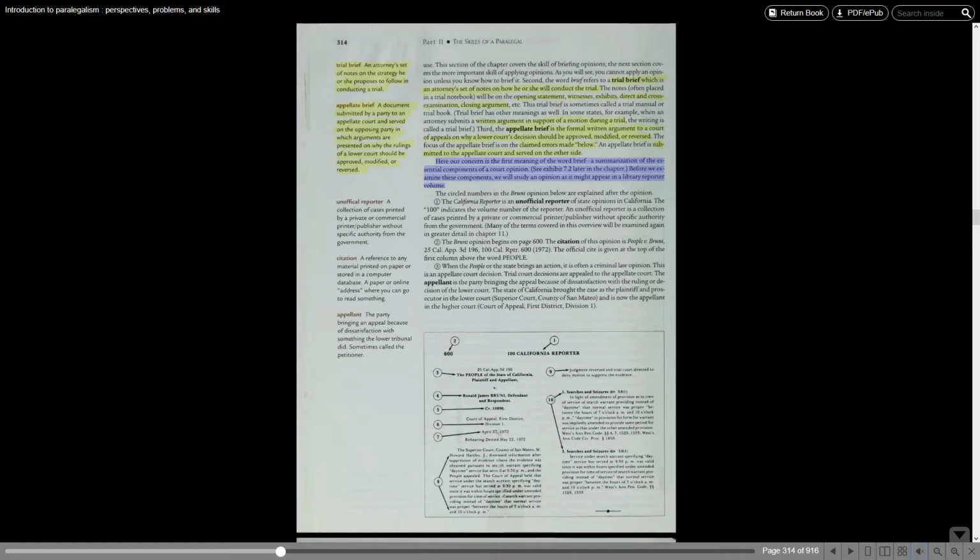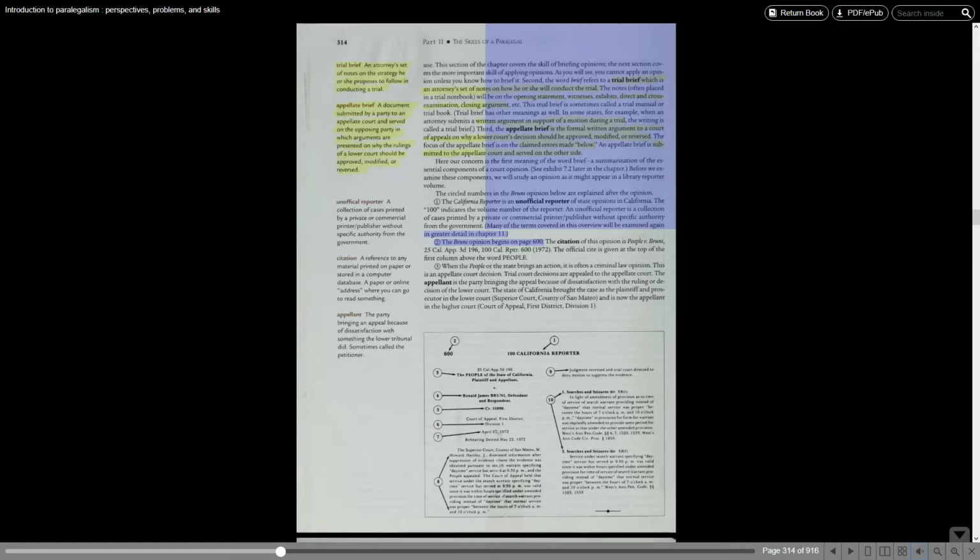Before we examine these components, we will study an opinion as it might appear in a library reporter volume. The circled numbers in the Bruni opinion below are explained after the opinion. 1. The California Reporter is an unofficial reporter of state opinions in California. The 100 indicates the volume number of the reporter. An unofficial reporter is a collection of cases printed by a private or commercial printer/publisher without specific authority from the government. Many of the terms covered in this overview will be examined again in greater detail in Chapter 11.